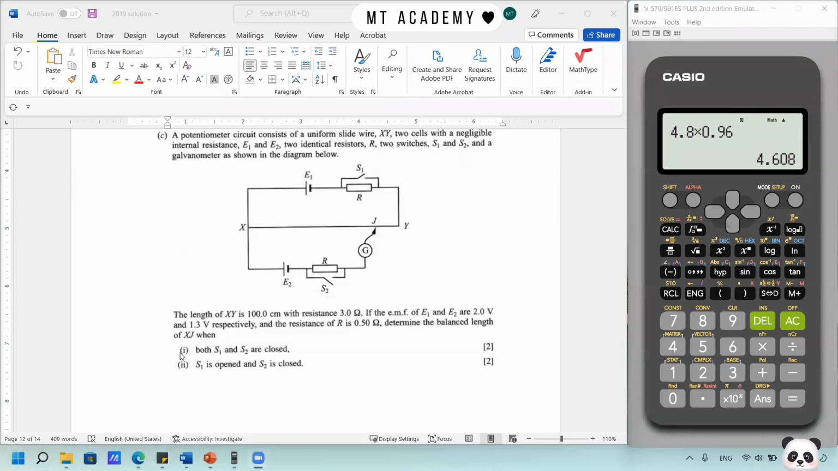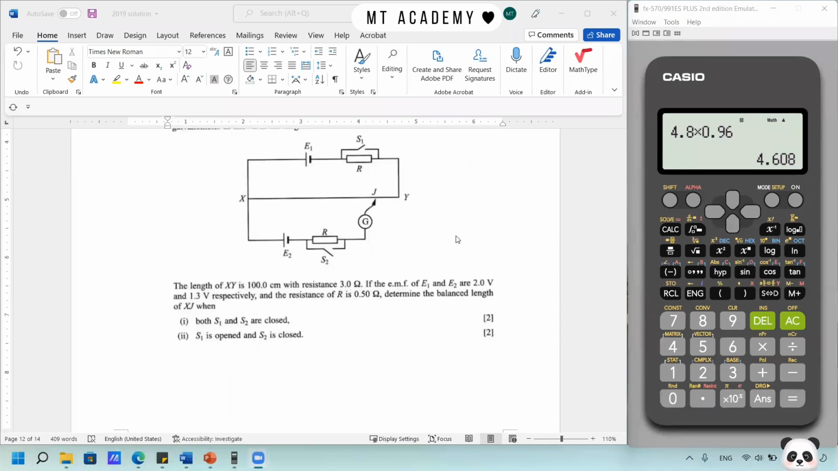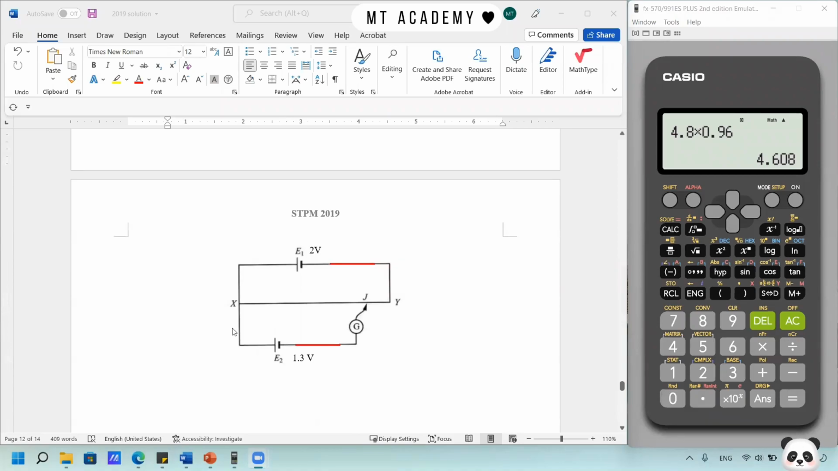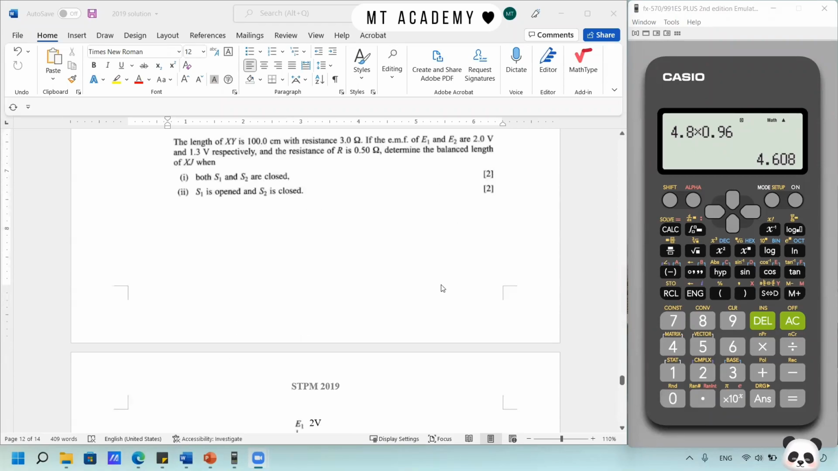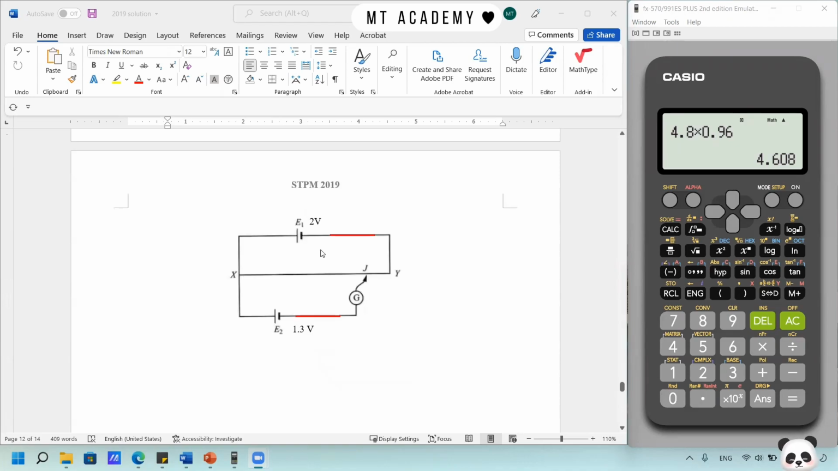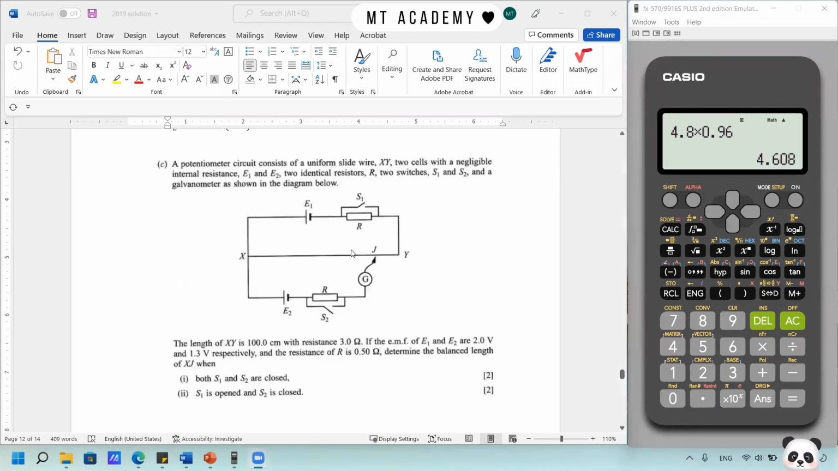So from here, first case, both S1 and S2 are closed. So we can just ignore these two R. This gives us the circuit as shown in this diagram. We're going to find the balance length of XJ. There is no internal resistance.